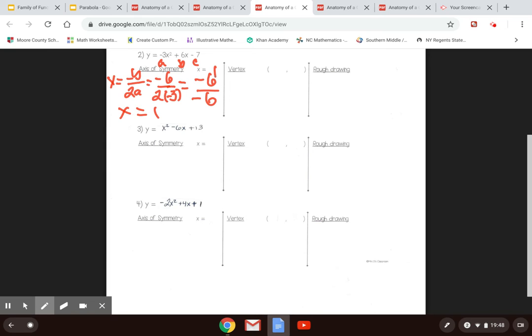So my axis of symmetry is going to be x equals 1, which means it is a vertical line through 1 on my x-axis. So I come over here and I'm writing my ordered pairs for the vertex, and I put a 1 here. Then I take my function, y equals a negative 3x squared plus 6x minus 7. And I simply substitute the 1 every place I see the x. So that's going to be y equals a negative 3 times 1 squared plus 6 times 1 minus 7.